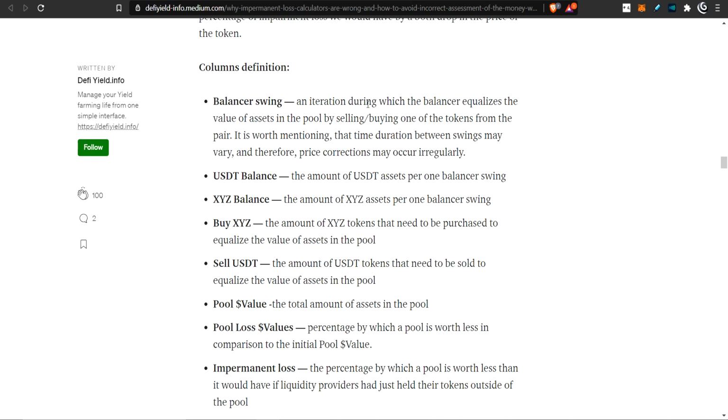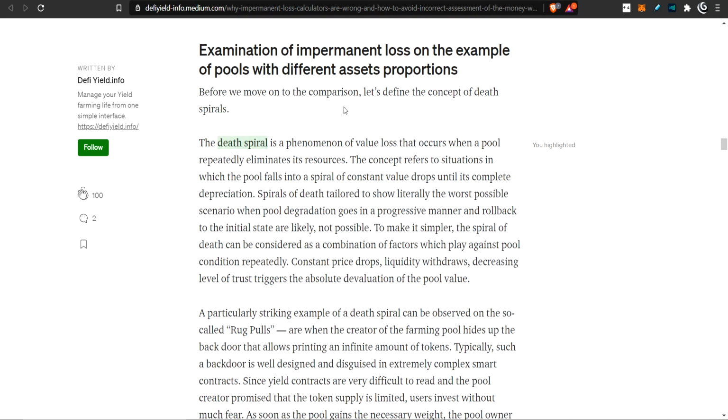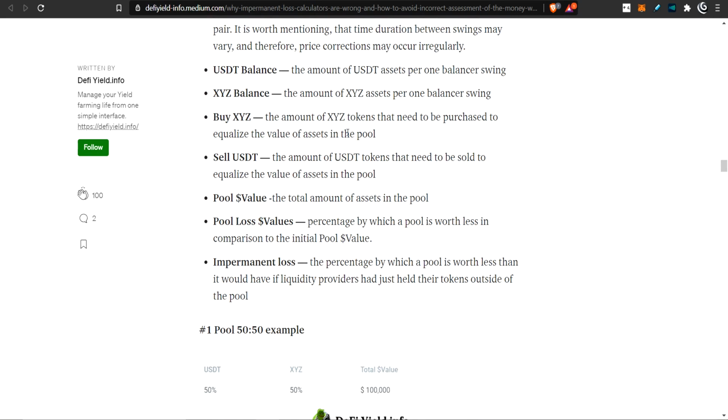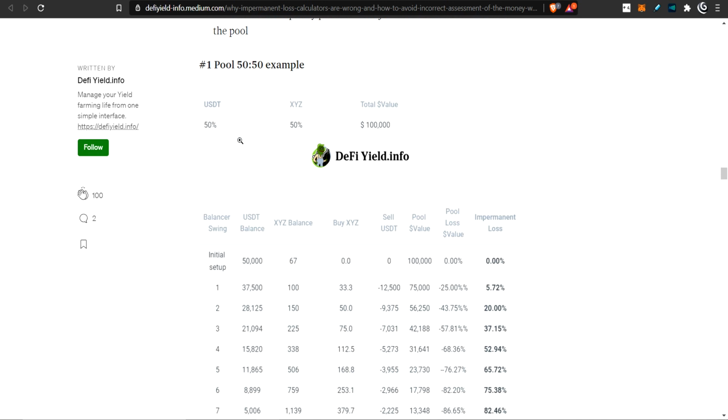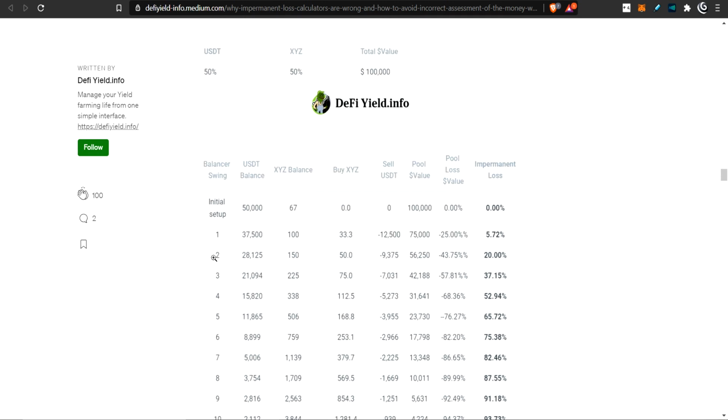An iteration during which the balancer equalizes the value of assets in the pool by selling or buying one of the tokens from the pair. So like I said, this is when the arbitrage comes in and rebalances to 50-50, or if the pool happens to be 98-2, then back to 98-2. Okay? So then he shows some examples of the balancer steps. Each one of these is a step of the arbitrage coming in and buying up one token with the other token, right?